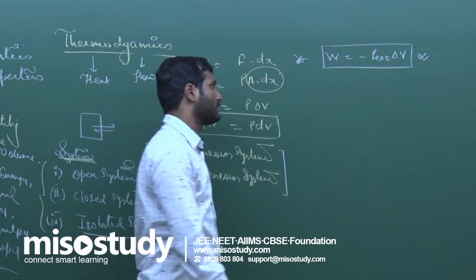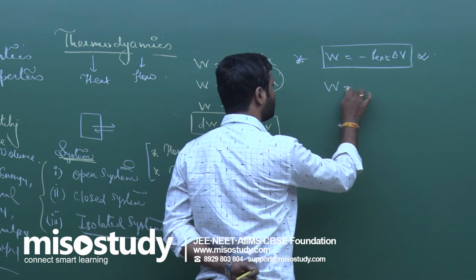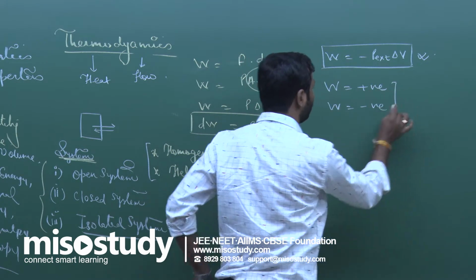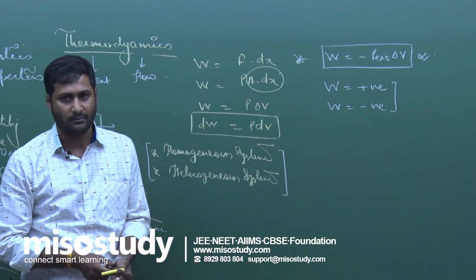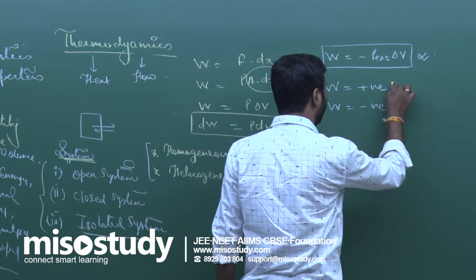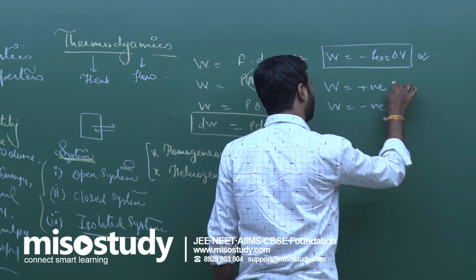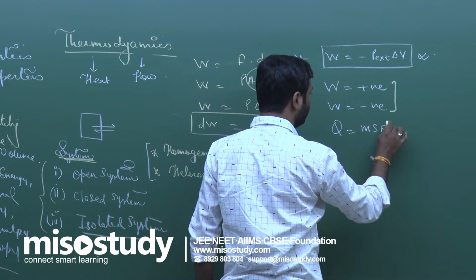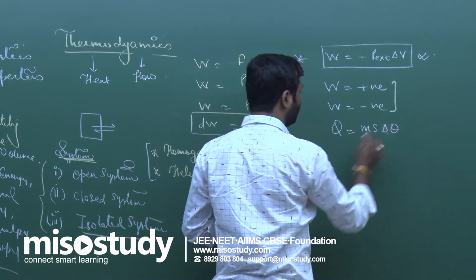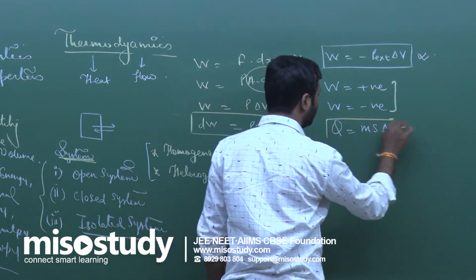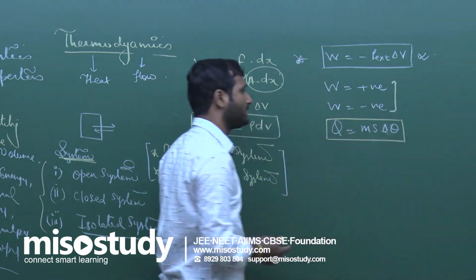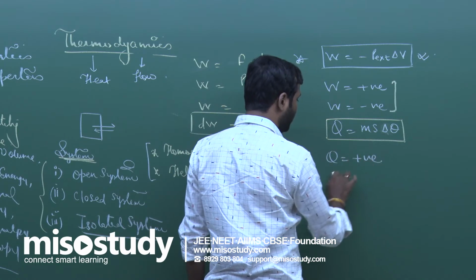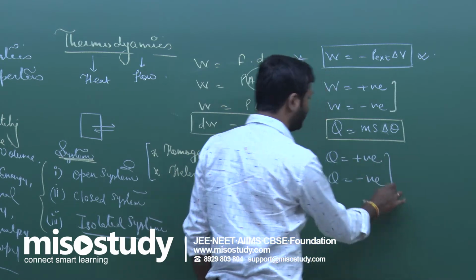Am I right? Yes. Now, if work is done on the system, it is positive. If work is done by the system, it is negative. Now, heat: we know Q is equal to m s delta theta, where theta is the temperature change. If heat is given to the system, it is positive. If heat goes out of the system, it is negative.